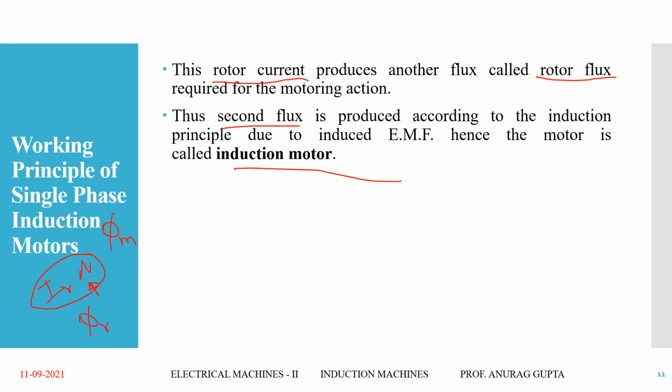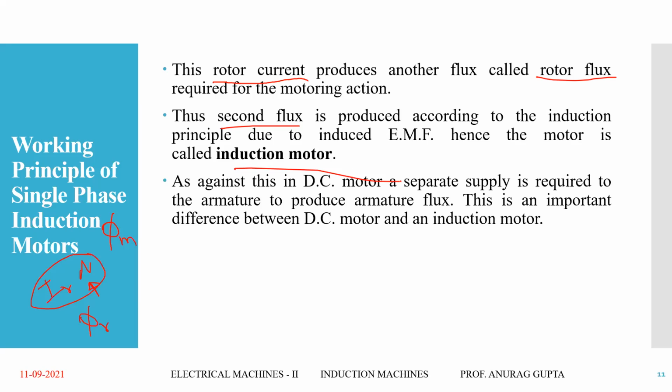Everything has a point: why is it called induction motor? Because the second flux which it produces in the rotor, due to rotor current and number of conductors in the rotor winding, that second flux, called rotor flux, is produced only by induction principle. That is e equals minus N d phi by dt. That's why this is called induction motor. As against this, in DC motor, a separate supply is required to the armature to produce armature flux. This is a very important difference between DC motor and AC motor. Please keep in mind.